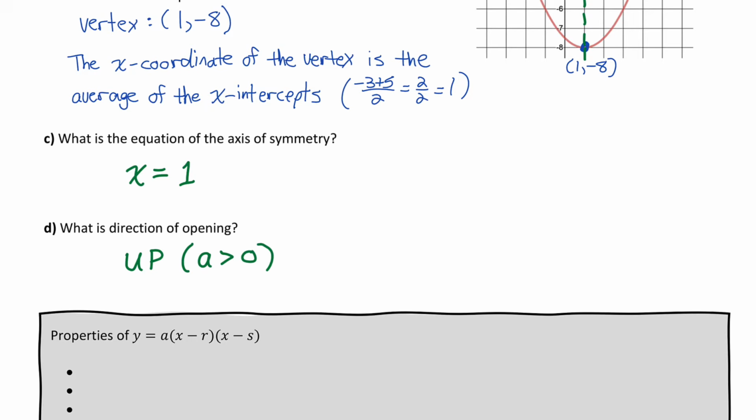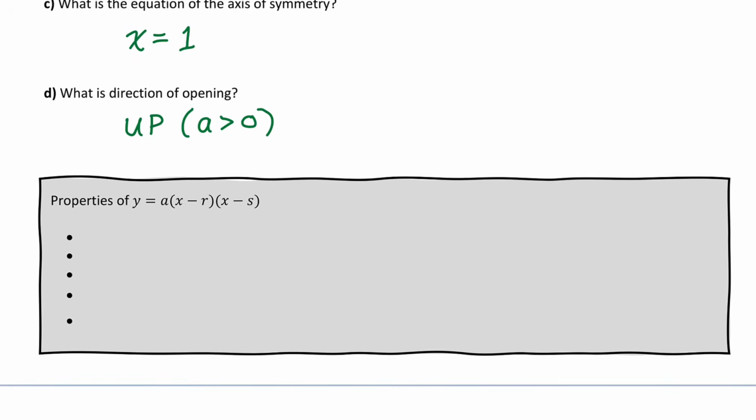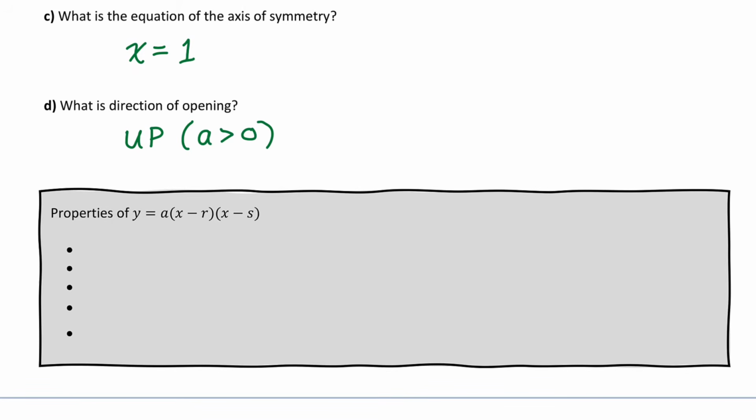And now let's summarize the properties of a factored form equation that we should have learned in that investigation. So in this general factored form quadratic equation, y equals a times x minus r times x minus s, the x-intercepts would be the values of x that would make this whole product be 0. Well, the whole product would be 0 if any of the factors were 0. And x minus r would be 0 if x was equal to r. And x minus s would be equal to 0 if x was equal to s. So in that factored form equation, we could say that the x-intercepts are at r and s.